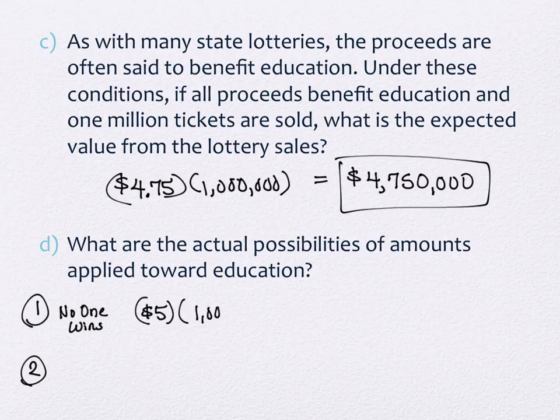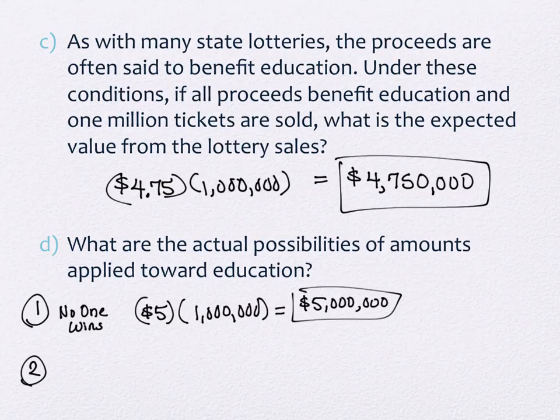There's 1 million tickets sold. So the state keeps $5 million. Not 4,750,000, but 5 million. This is option number 1. So in this scenario, you're sort of making sure and rooting against everybody who bought a ticket. That seems sort of mean, doesn't it? I'm hoping that everybody loses their money at the lotto place in order to benefit education.